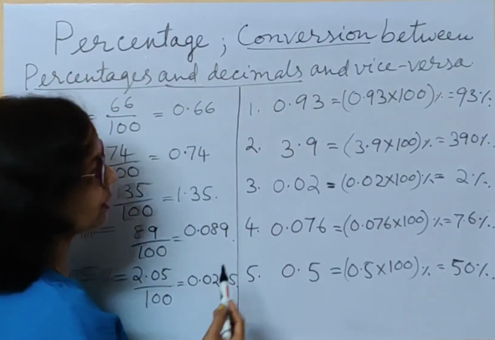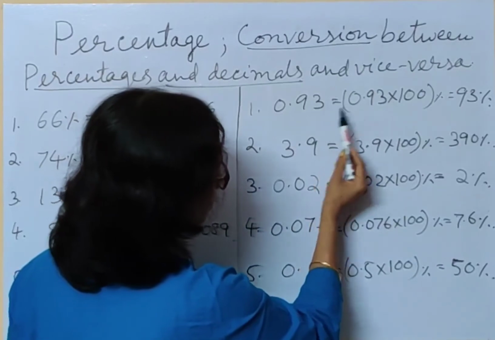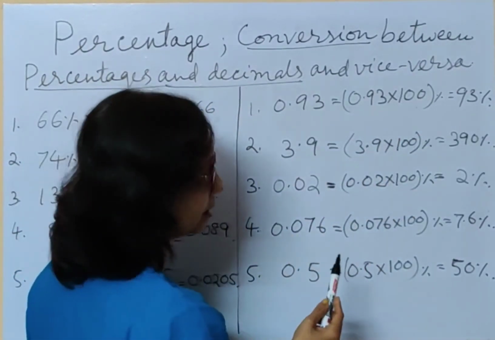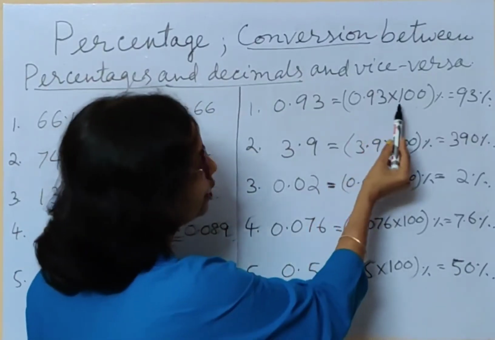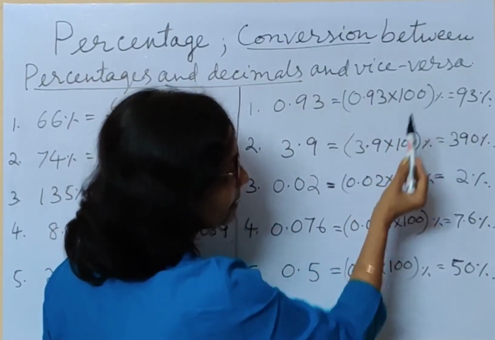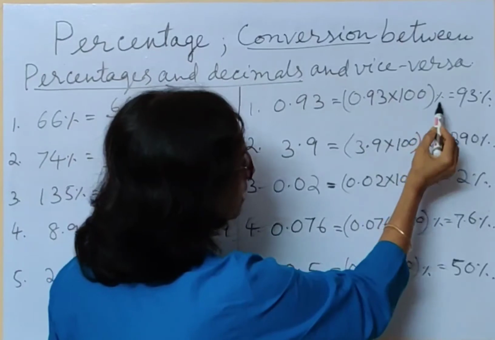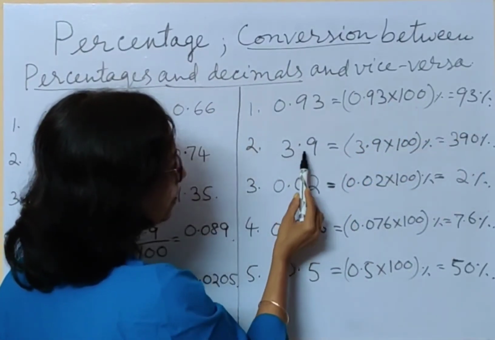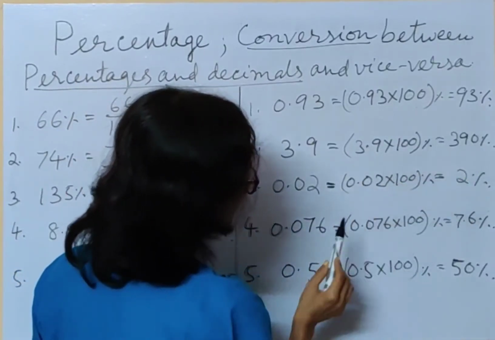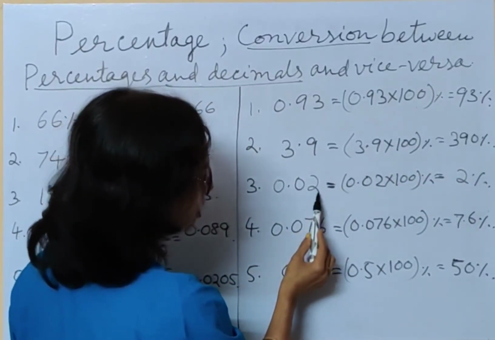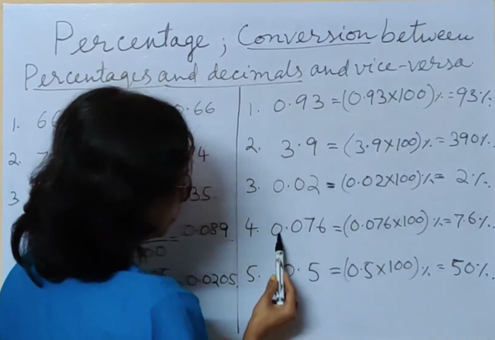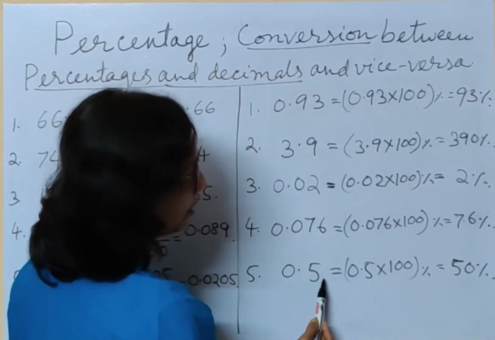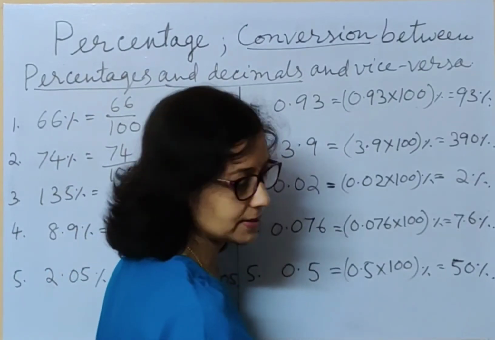So now let's check once again. 0.93 multiplied by 100, because when we are converting decimal to percent, we simply need to multiply by 100 and place the percent symbol outside the bracket. So 0.93 is 93%, 3.9 is 390%, 0.02 is 2%, 0.076 is 7.6%, and 0.5 is 50%.